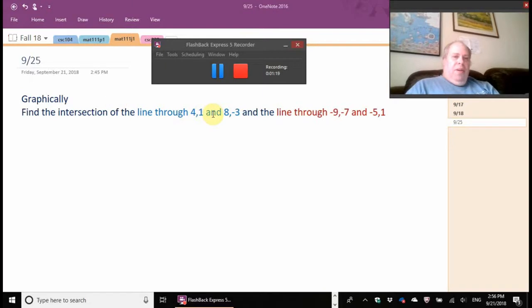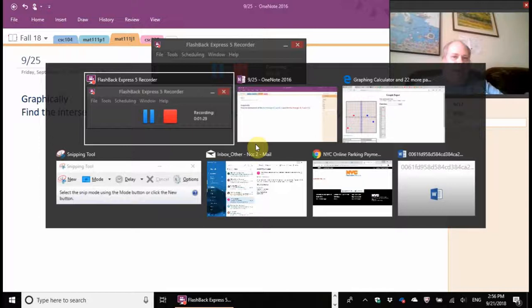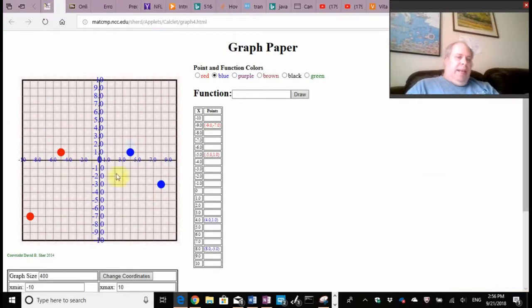The line through (4, 1) and (8, -3), and the line through (-9, -7) and (-5, 1). Now, I already have a graph set up with those points on it. So, here we see (4, 1) and (8, -3) in blue, and here we see (-9, -7) and (-5, 1).